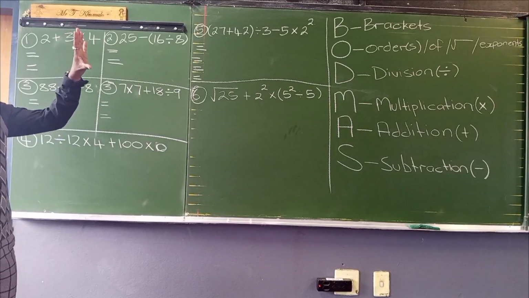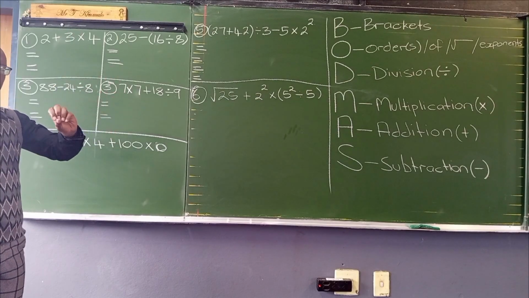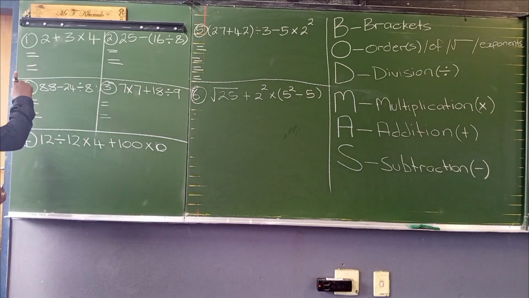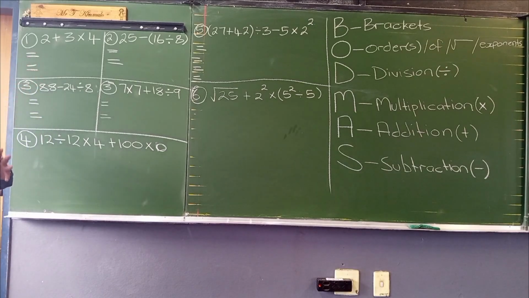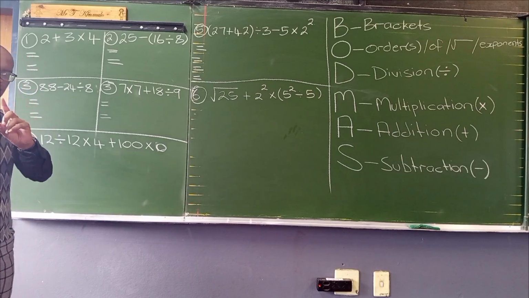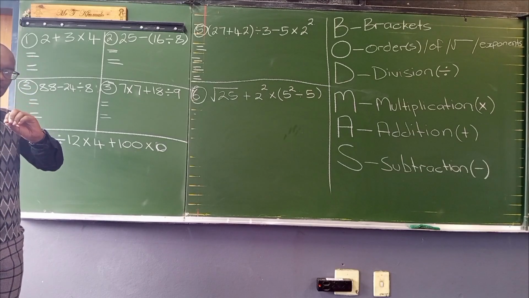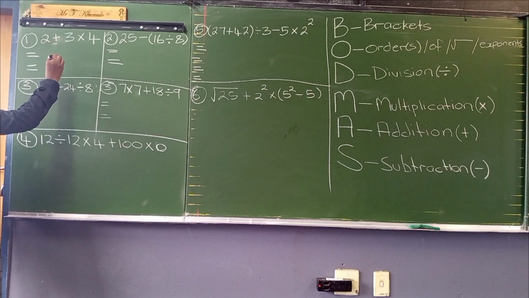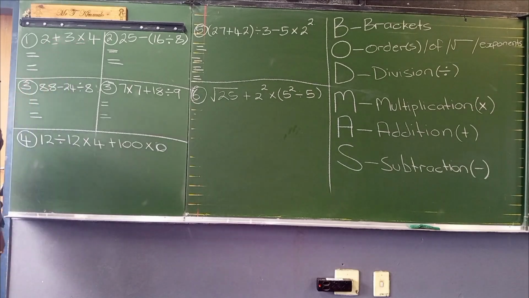Right, now that we understand Bodmas and what we mean by the order of operations, let's look at all these examples on the board. Now, number one, we have 2 plus 3 multiplied by 4. Now, step number one, check your operations. So in this case, I can see the operations given to me. I have addition and I have multiplication.